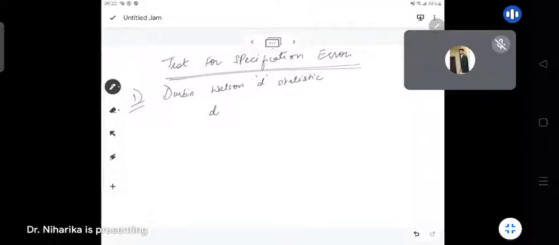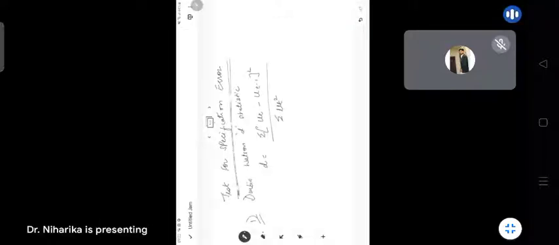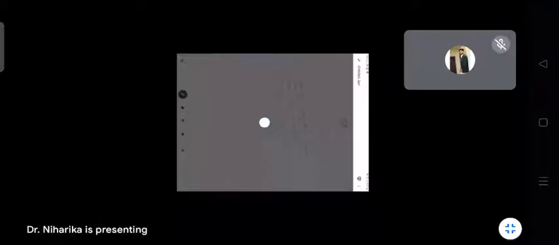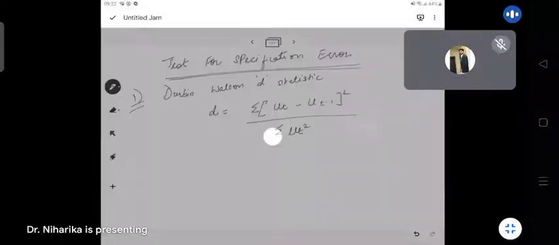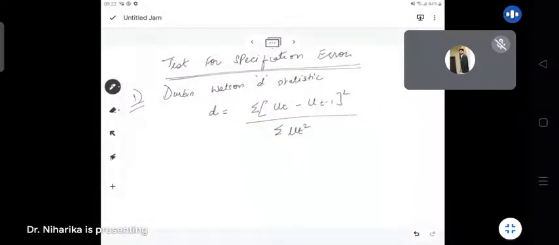So the formula for D is summation of (mu t minus mu t minus 1) the whole square divided by summation mu t square. This is that formula that we've done before. We started this test with autocorrelation. So in autocorrelation, we did Durbin-Watson first, to find out if autocorrelation is present or not. Okay, we have taken this test from there.